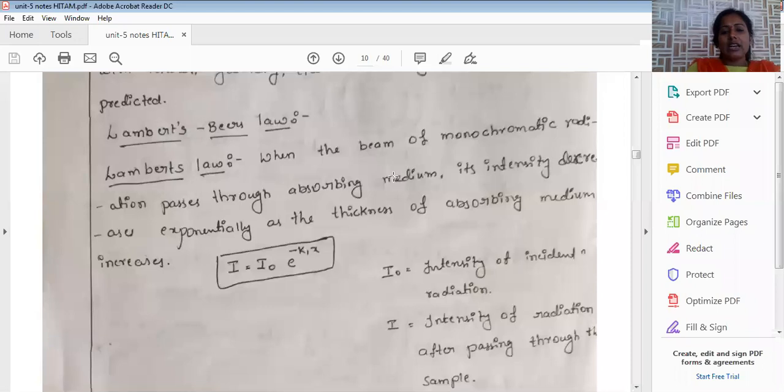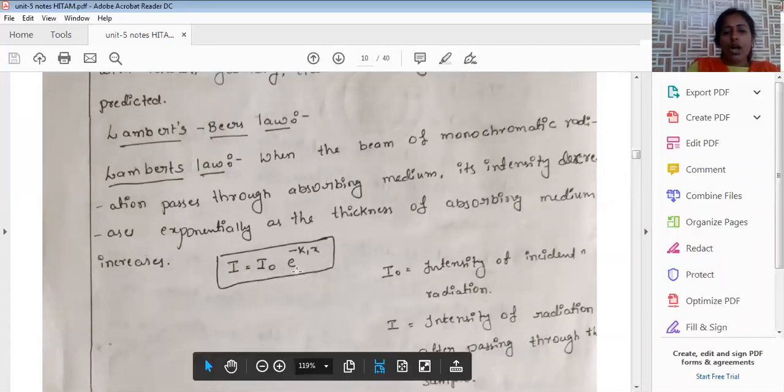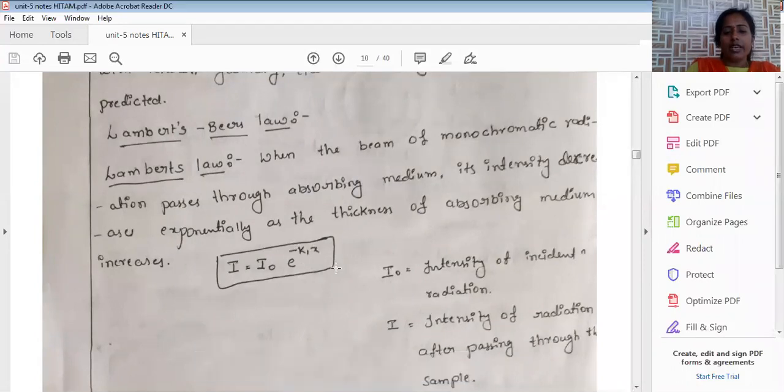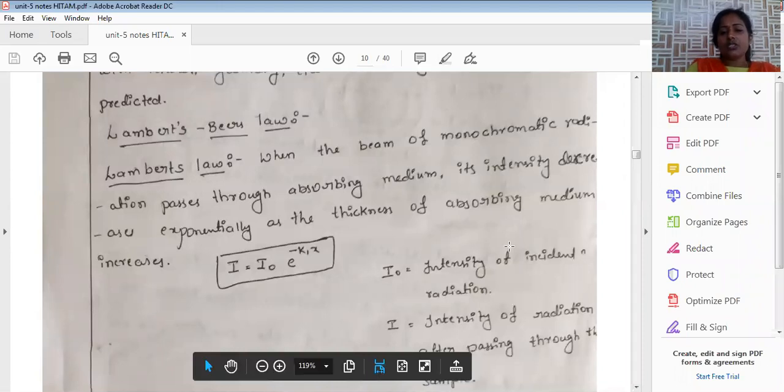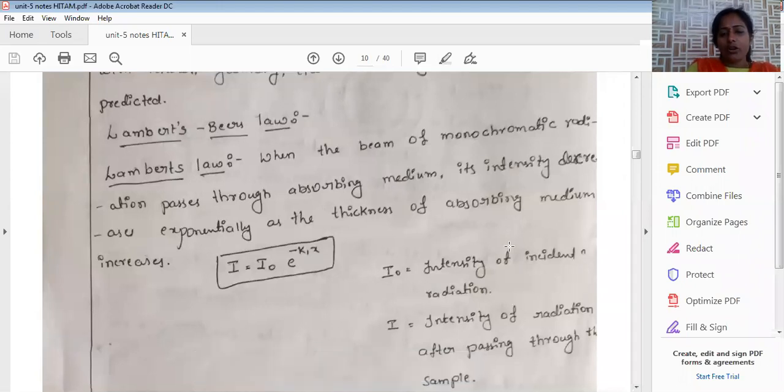Lambert's law states that the intensity of incident light decreases as the thickness of the absorbing medium increases. When the thickness is more, more molecules absorb the light, so the intensity of light decreases. If more species absorb light, the outcoming light strength will be less. That is Lambert's law, mathematically stated as I equals I naught times e to the power minus k1 x, where I naught is the intensity of incident light, the light coming from the light source, the initial light radiation.